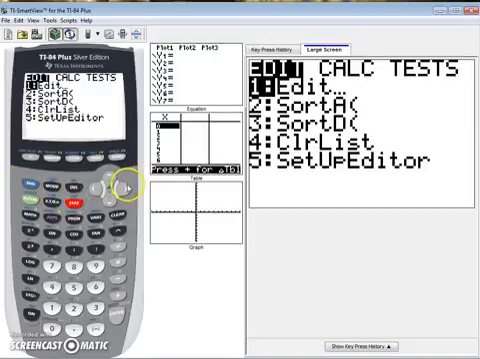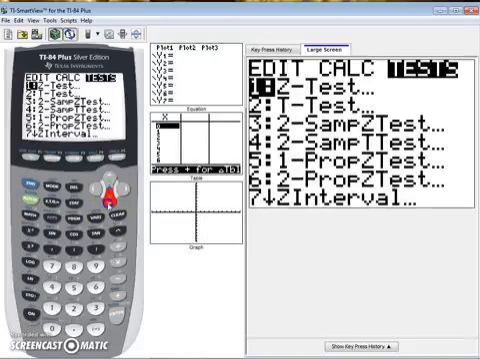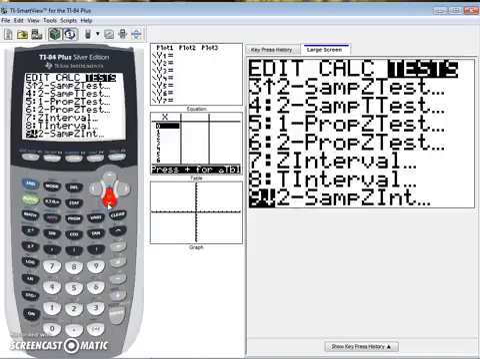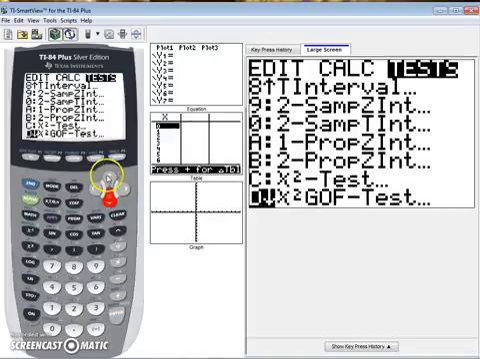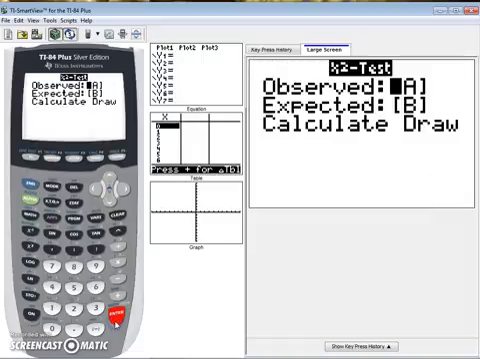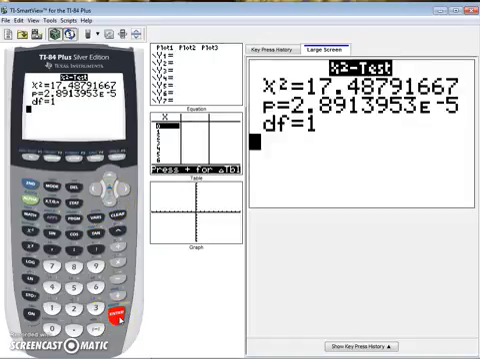When we go to stat, test, go down to chi-squared, not the GOF. GOF is just for one row of data. So this one. And we tell it our observed data was in A. It'll put our expected data in B. We're going to ask it to calculate our statistics for us. And there we go. Our chi-squared value is 17.48 with a p-value of almost 0, 2.89 times 10 to the negative 5, and 1 degree of freedom.